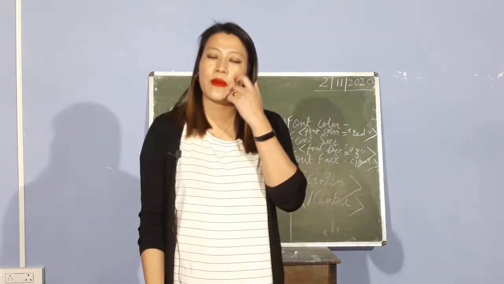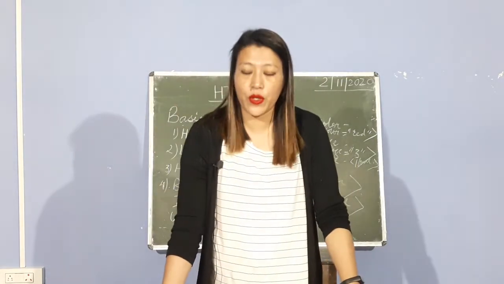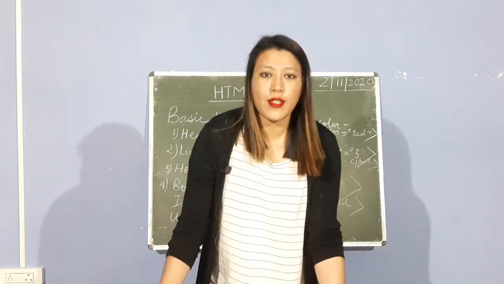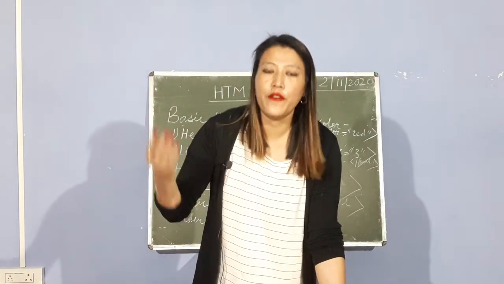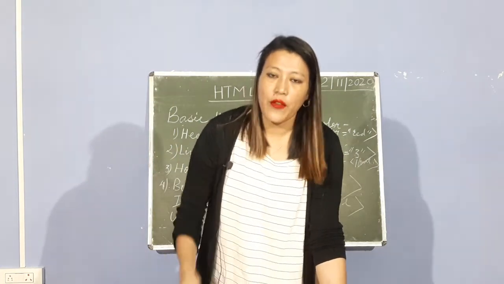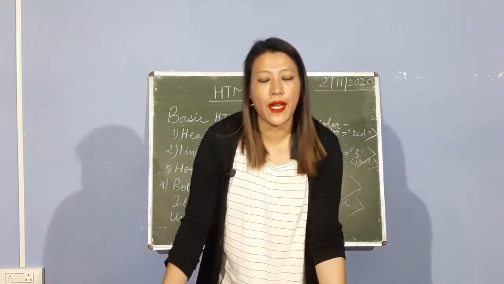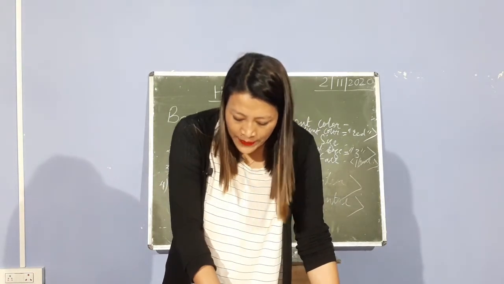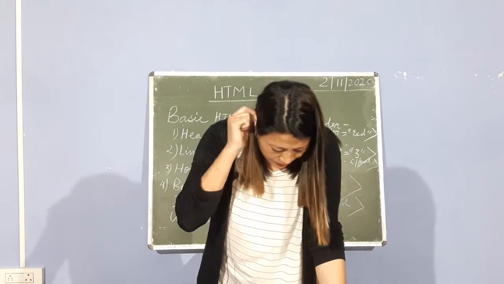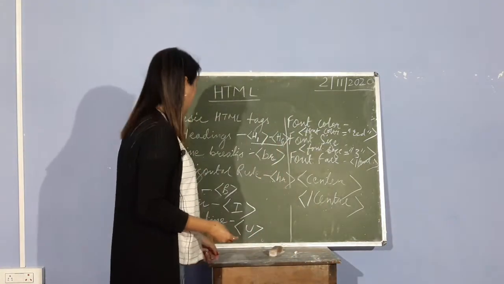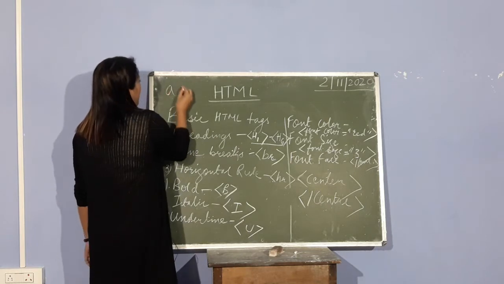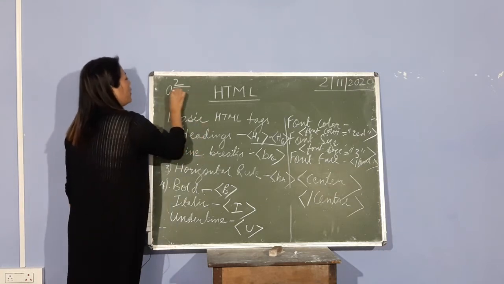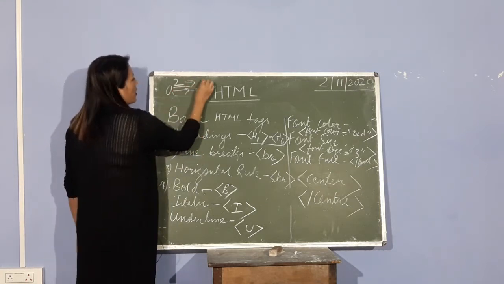Then comes superscript and subscript. Like in my previous class, I told you about superscript and subscript. Superscript means when your text or your number moves above your normal line. And when it is below your normal line, then it is called subscript, okay? Like a square, this 2, the height of the 2 is above the normal character, so it is called superscript.